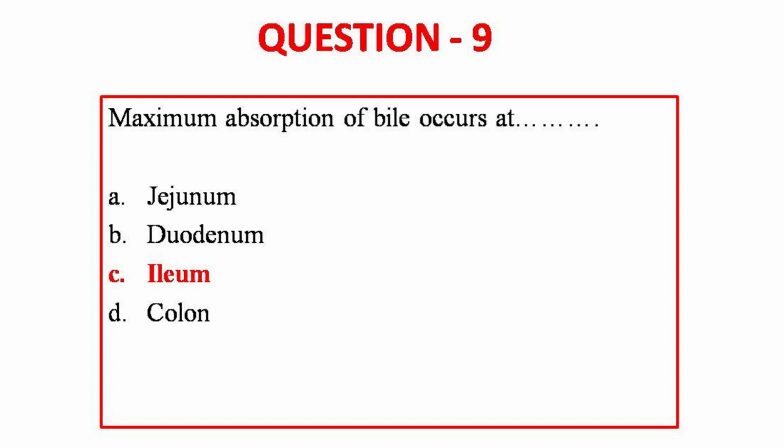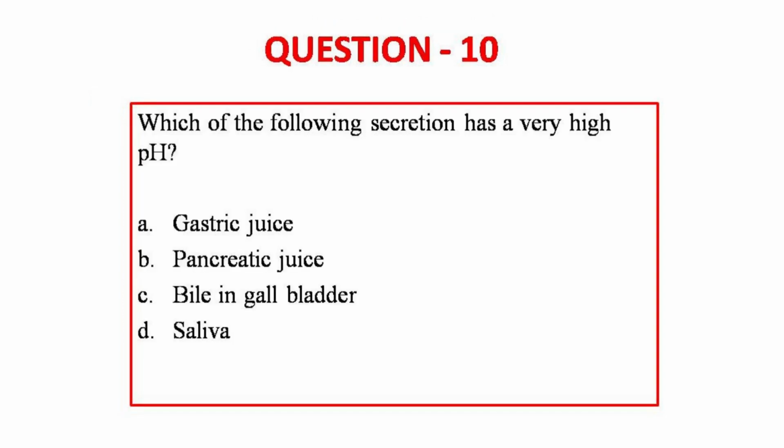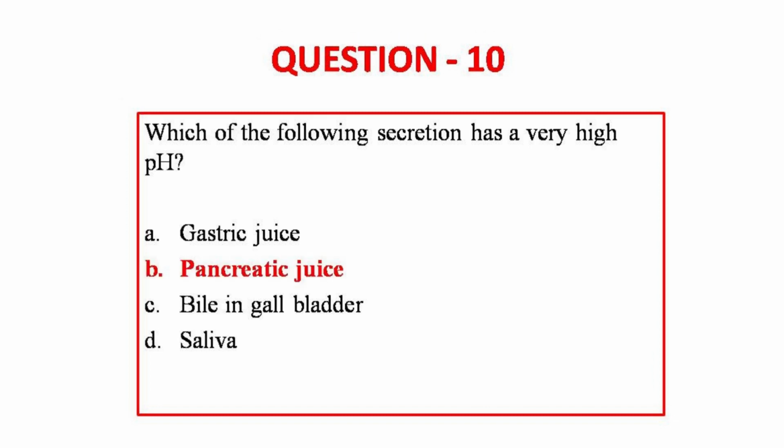Moving on to question number 10. Which of the following secretions has a very high pH? Gastric juice, pancreatic juice, bile in gallbladder, saliva. The answer to this question is option B, pancreatic juice.